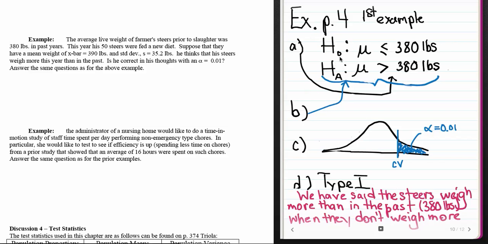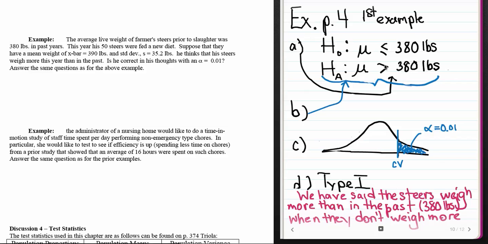Hopefully you have stopped the video and you tried this first example on page 4 all by yourself. And when you read it, you understand that we're looking for averages, right? The average. And so we're looking at mu again. And the past years are 380 pounds. So see how this goes in both the null and the alternative. And he thinks that his steers weigh more this year than in the past. So the claim is greater than, and the alternative should technically contain less than or equal to, although again you could just put equality here and I will not gripe about that.